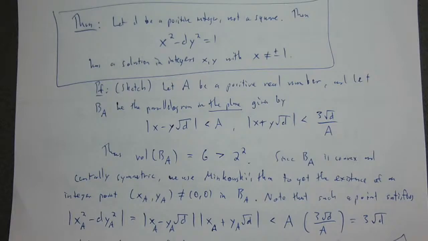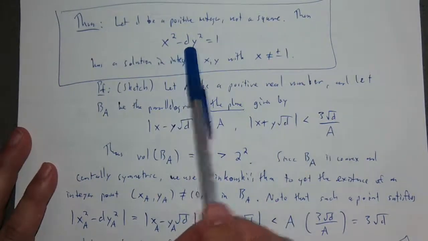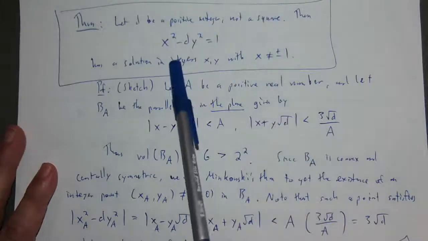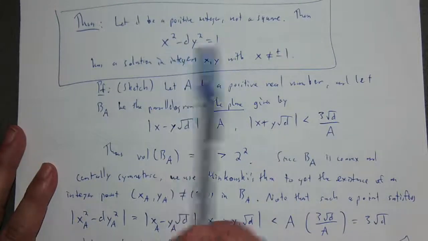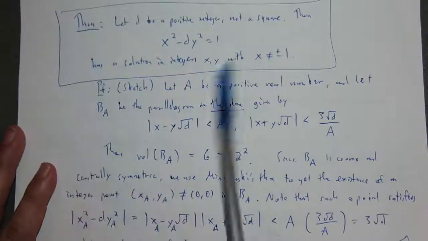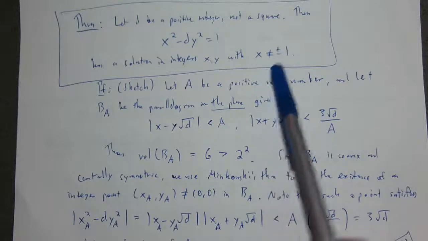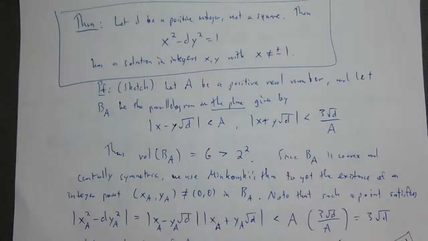Just reminding you, this is Pell's equation for some positive integer d that's not a square. We're looking for a pair x, y in integers, so integer solutions to this. By this theorem, these are always guaranteed. The condition that x is not plus or minus 1 means that it's not the trivial solution. So non-trivial solutions to this are what we're looking for.